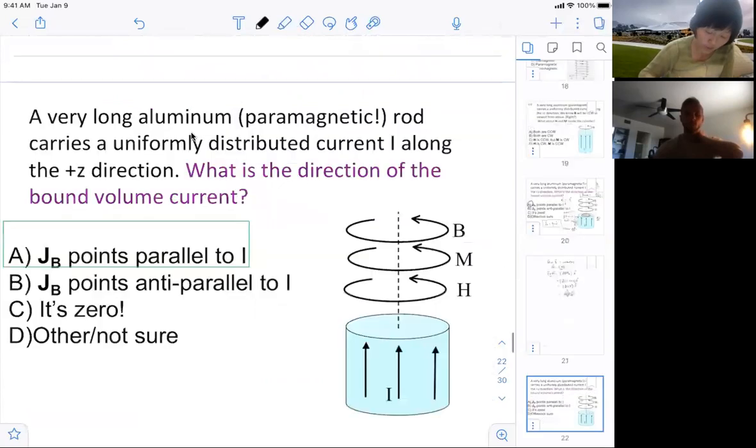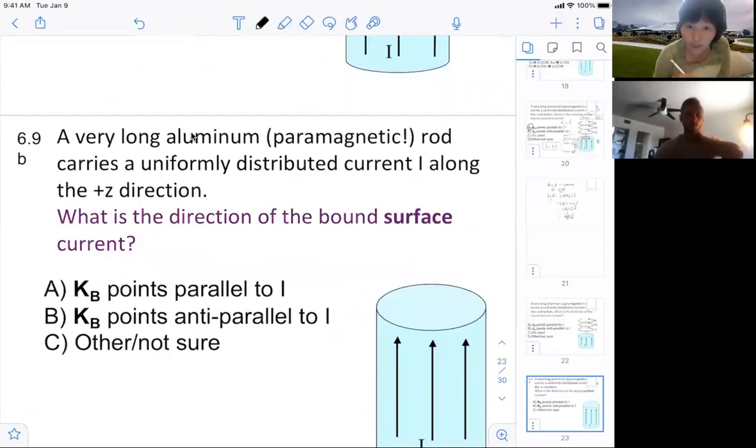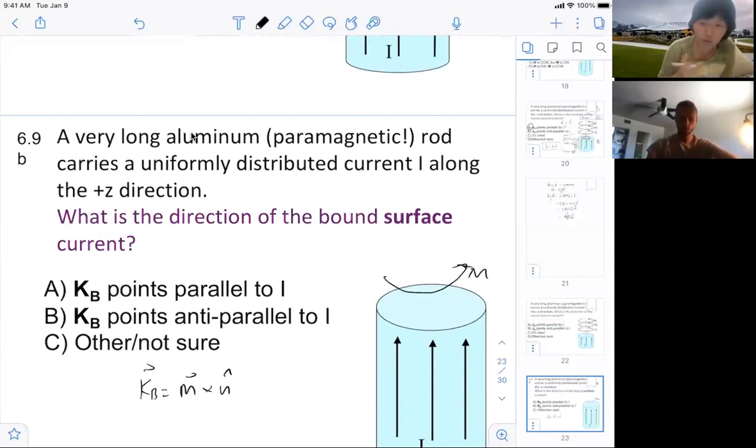If I give you the same question and ask you about the surface current, this is the exact same question as before. And one might say, okay, K is M cross n. I already know M is in this direction, so I can just do my cross product. Yes, you could do that and figure it out. But I want to show you another shortcut to answer this question. You have induced a J bound and a K bound, right? J bound, as we established earlier, is upward, and I'm saying that K bound has to be downward.